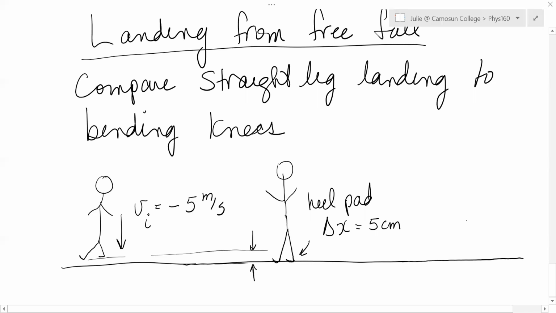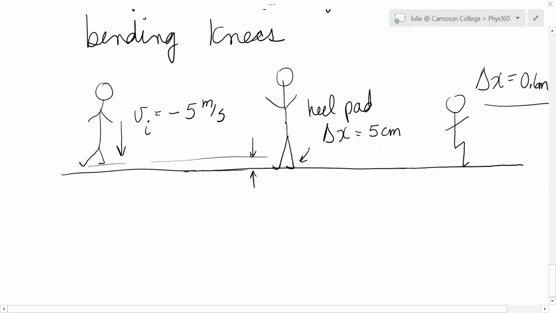Okay, but think about if you bend your knees when you land. So if you come down and you bend your knees, now as you come to rest, there's a much bigger distance. So let's say now it takes like 0.6 meters, because your center of mass goes from wherever it is just before you land way down. Okay, so let's calculate the accelerations in these two cases.